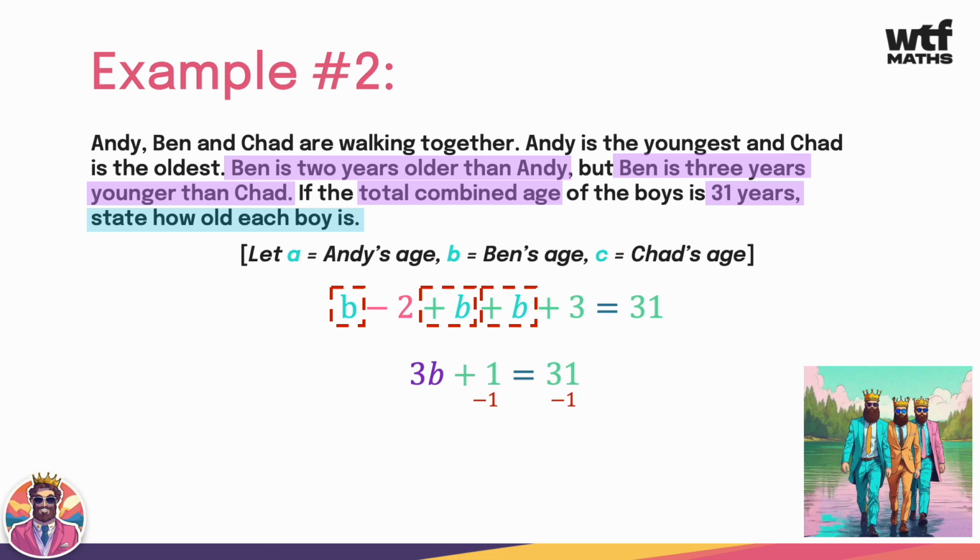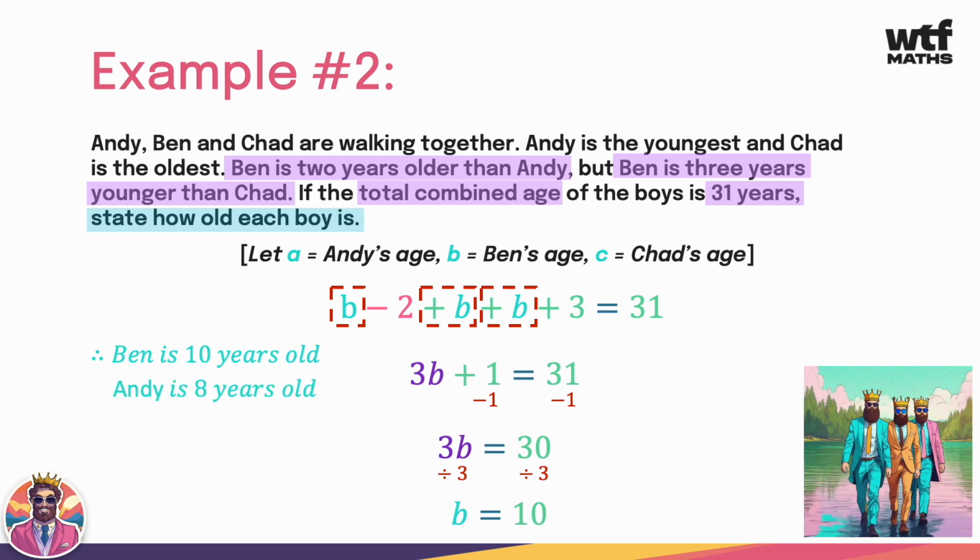We take 1 from both sides, we'll get 3B is 30. If we divide both sides by 3, we'll get B is 10. Therefore, we know that Ben is 10 years old. And now, remember what's highlighted in blue? State how old each boy is. Well, if Ben is 10, Andy is 2 years younger, so Andy is 8. And if Ben is 10, that means Chad is 3 years older, so Chad is 13.